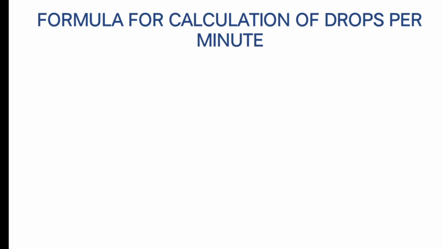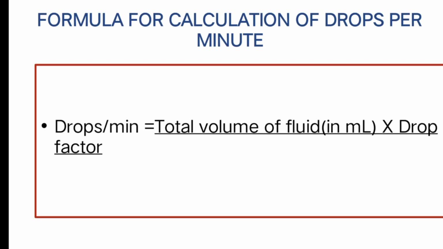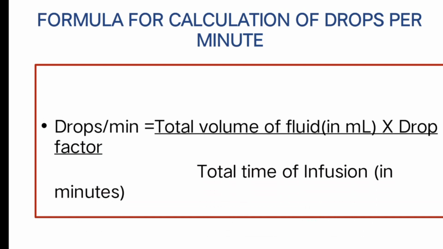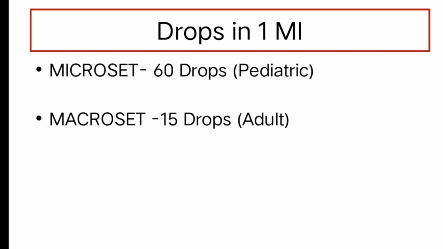Let's see what the formula is for calculation of drops per minute. Drops per minute is equal to total volume of fluid in ml into drop factor divided by total time of infusion in minutes. In certain questions they will give the time in hours and we have to convert it into minutes.